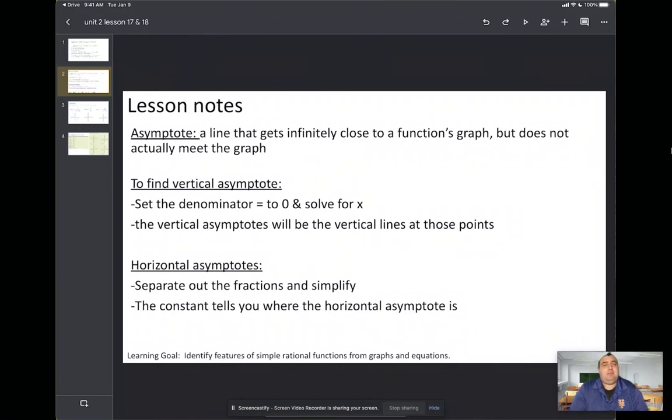Hello, everyone. Welcome back. We're up to lessons 17 and 18. And in these two lessons, we're going to talk about an important characteristic of a rational function's graph, and that is something called an asymptote.